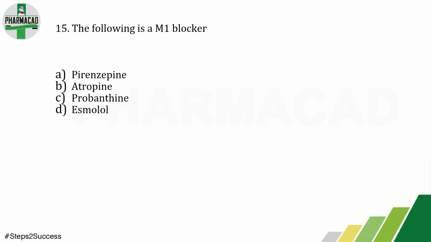Next question is, which of the following is an M1 blocker? Which of these is a muscarinic M1 receptor blocker? Pirenzepine, atropine, probanthine and esmolol. So esmolol is directly eliminated because it is a beta blocker. Let's look at the solution for this question.